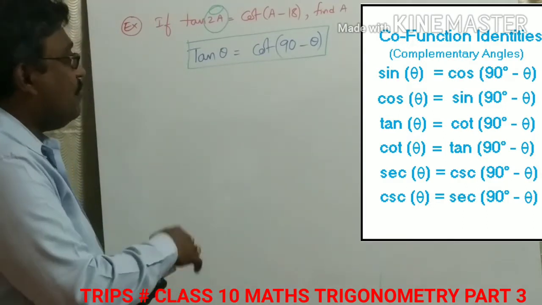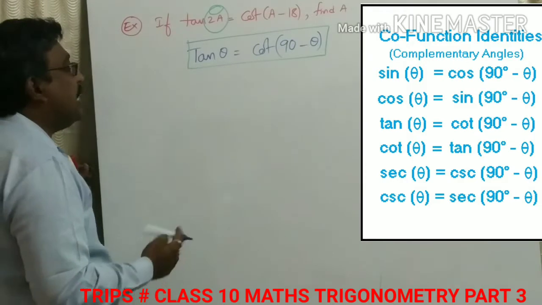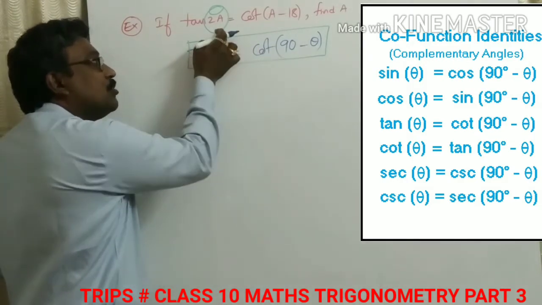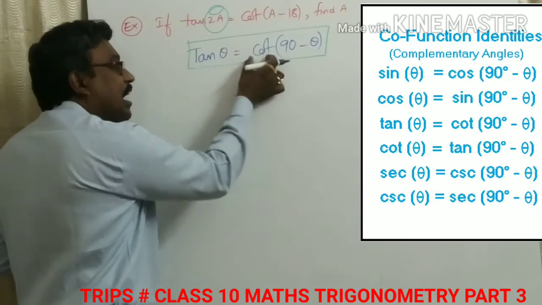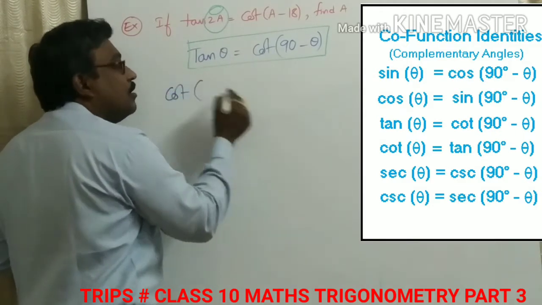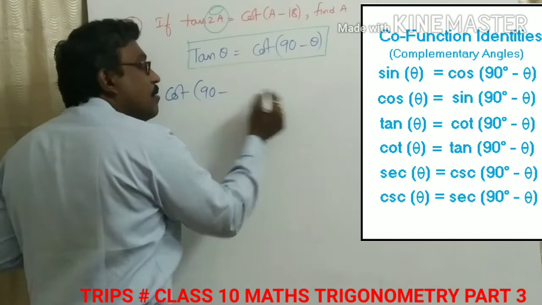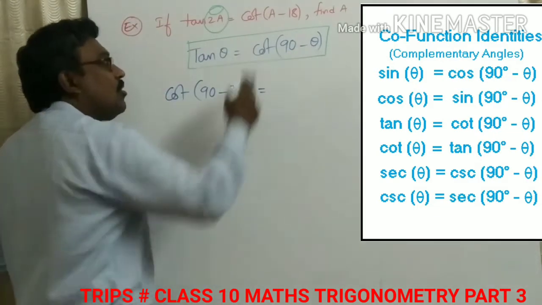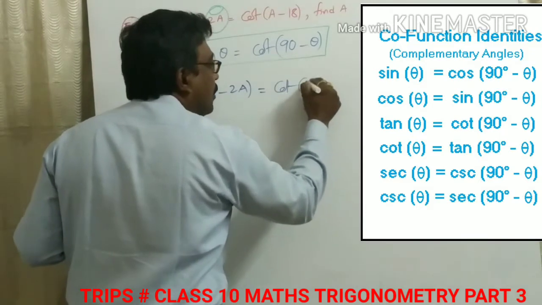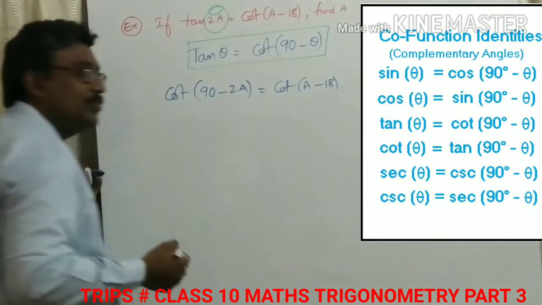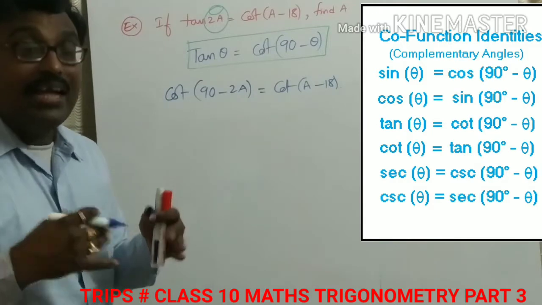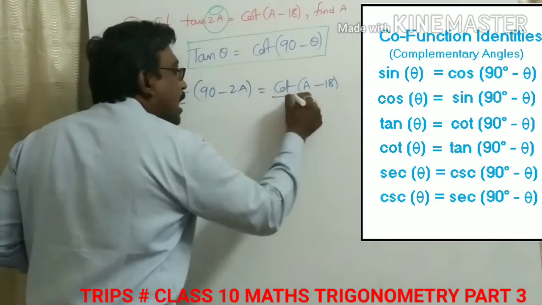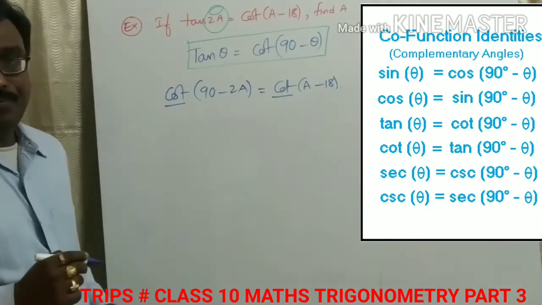So the same formula I am using here. Tan theta can be written as cot 90 minus theta. So tan(θ + 2A) is cot(90 minus θ minus 2A), which is equal to cot(A minus 18). So what I did here is I made both sides the same trigonometric function.